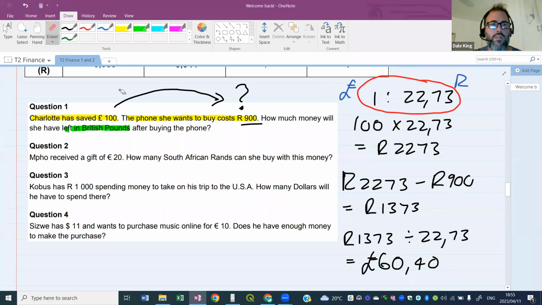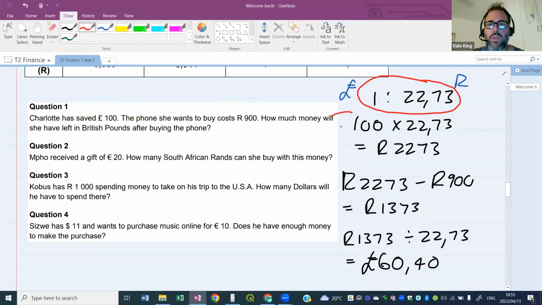Let's look at the question. Remember, the math isn't that difficult. All we're doing is times and dividing here by 22,73. The math is not hard. We've got times, divide, and subtract. It's understanding the question. Okay, so let's look at the question again one more time and see why we did what we did. Charlotte has 100 pounds. She wants to buy a phone that costs 900. Does she have enough? We changed the pounds into rands.